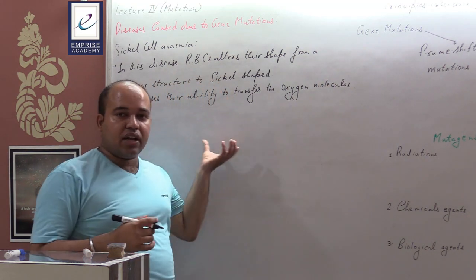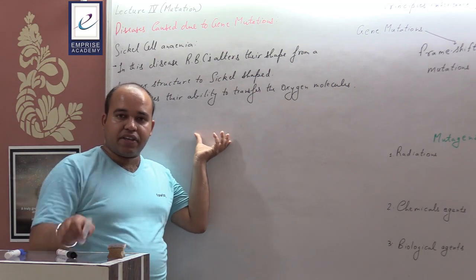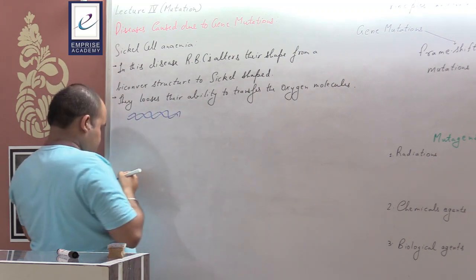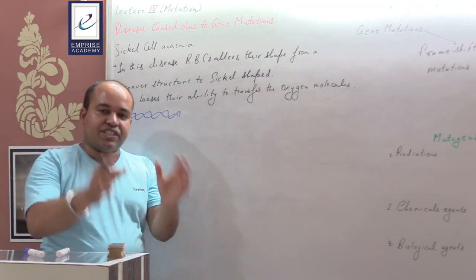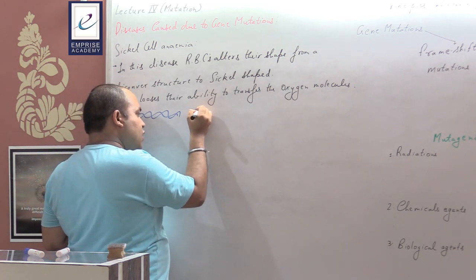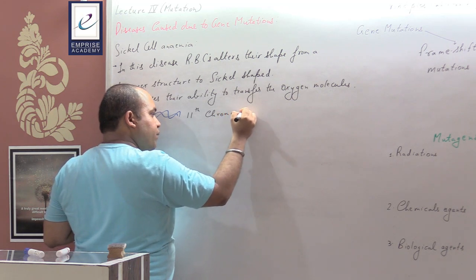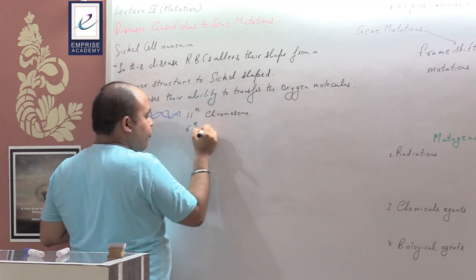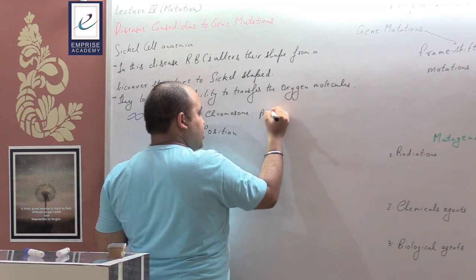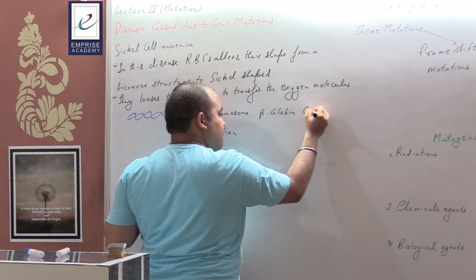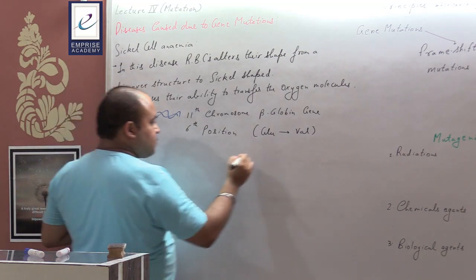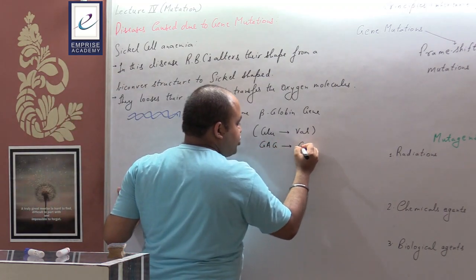Now what is happening at the molecular level? To understand what is happening at the molecular level, you will see the structure here. There is a DNA which is present. This is which chromosome? 11th chromosome, 6th position, where the glutamate is being replaced with valine. Gene is beta globin gene. That means at this place the GAG is getting replaced with GUG.